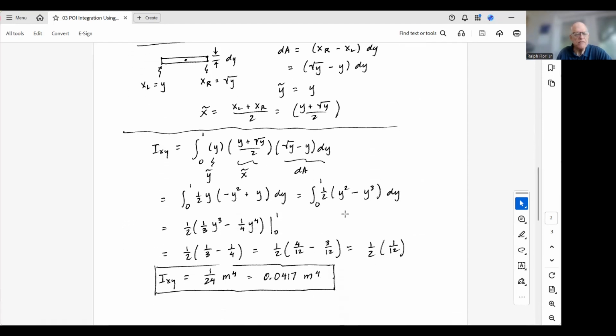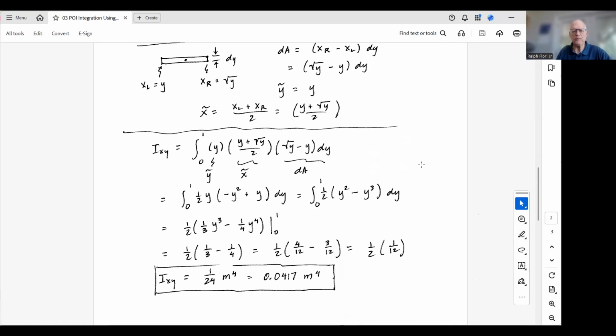So when you set up the single integral, y tilde is y. This is x tilde. This is dA. And you can expand these out and do the integral. You also could just plug this directly into your calculator and let it do the work for you. But either way, we get Ixy is 1/24 meters to the fourth, or 0.0417 meters to the fourth.